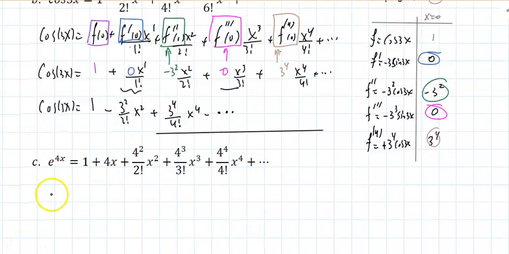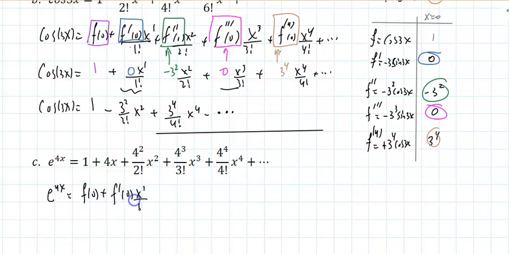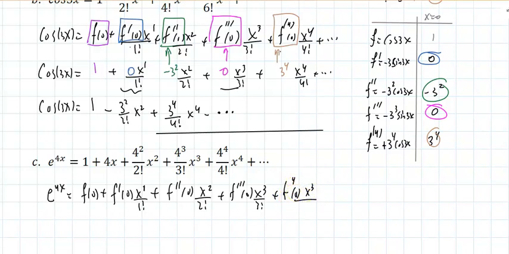And here we go. We're going to say e to the 4x is going to equal f of 0 plus f prime of 0 x to the 1 over 1 factorial plus f double prime of 0 x squared over 2 factorial plus triple prime of 0 x cubed over 3 factorial. And you don't have to go that high because sine and cosine are pretty much the only functions that lose a term. Here you can get a lot of terms.